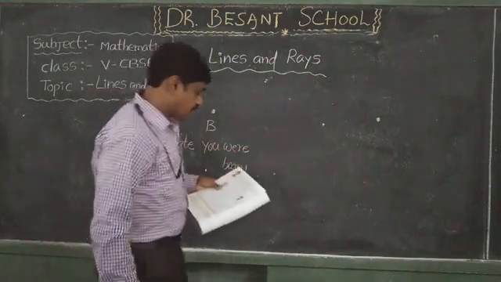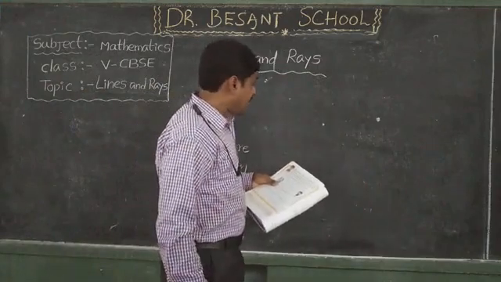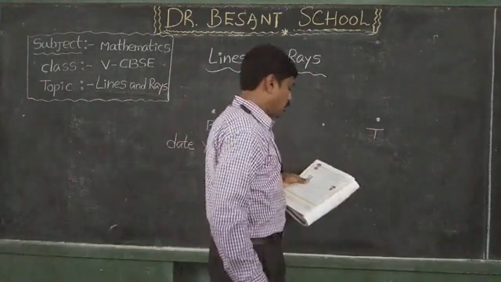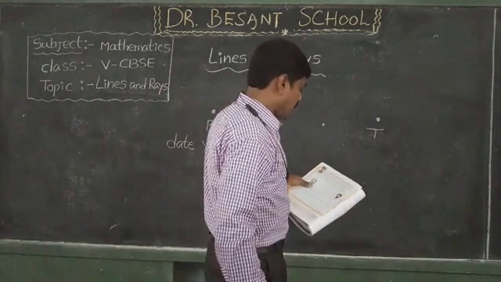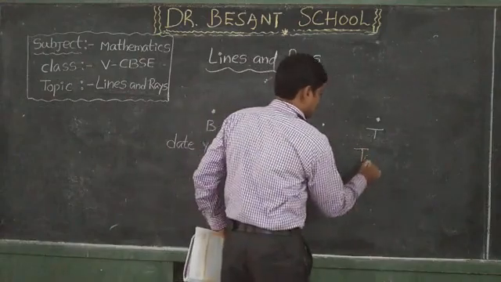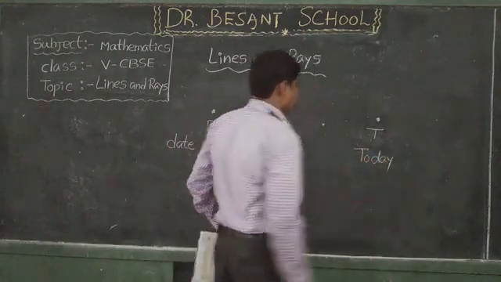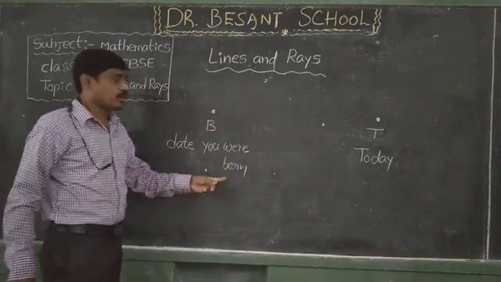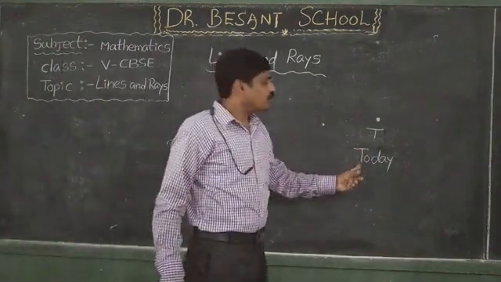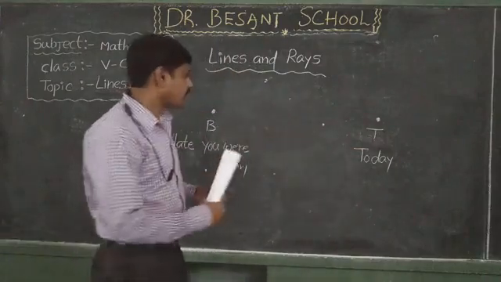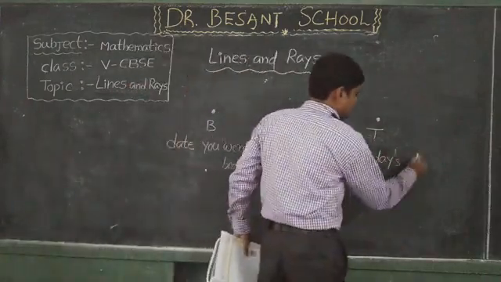Here B indicates one point, and this is another point, T. B and T represent today's date. So what does B indicate? The date you were born. What does T indicate? Today's date. Okay, this is today's date.